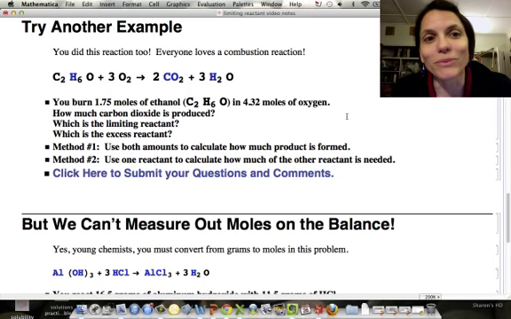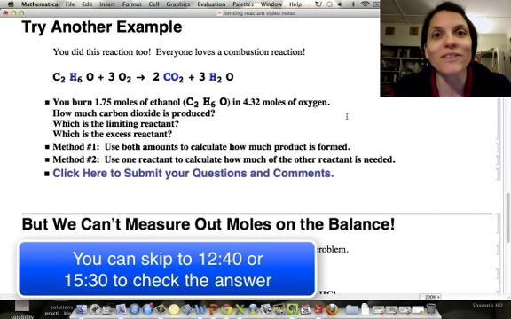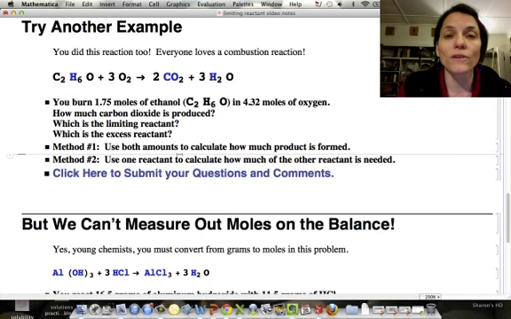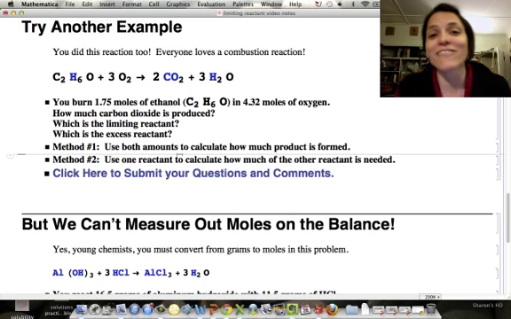Here's another reaction everybody loves. It's the combustion reaction of ethanol. We also did this one in the lab. Okay, so method number 1. We want to know how much water is produced. So in method number 1, we're going to use both starting reactants, and we're going to figure out the water.